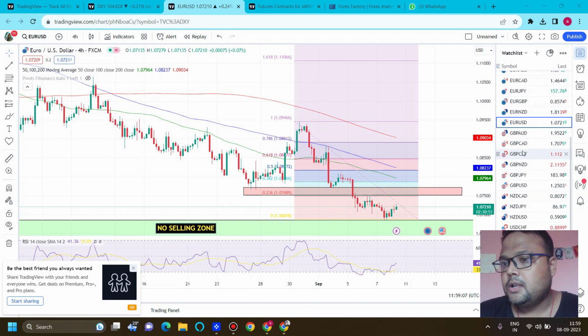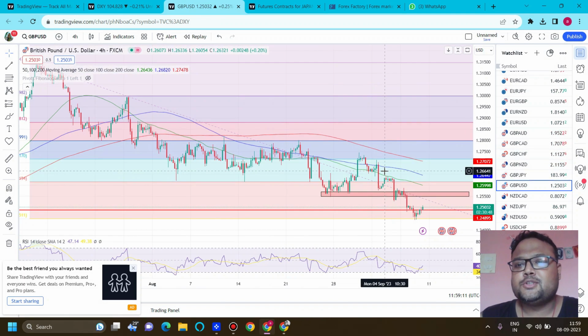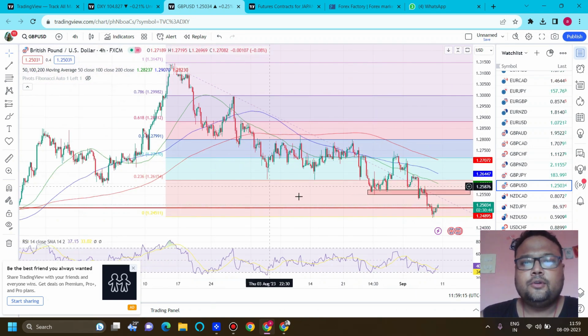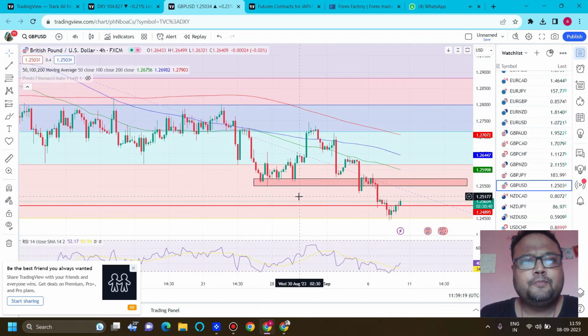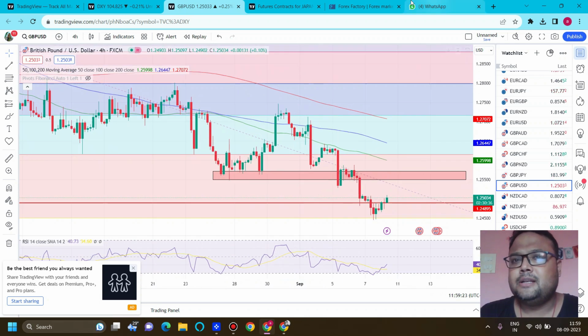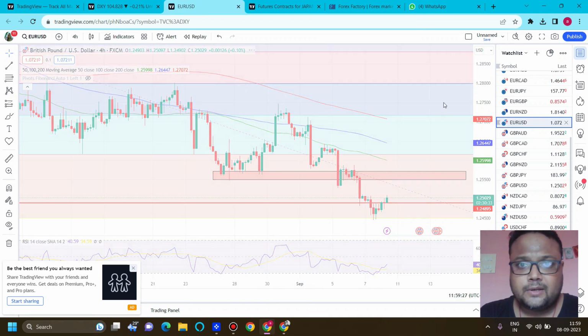And let's look at the chart of GBPUSD, British Pound US Dollar. On the chart of GBPUSD, we do not have any no selling zone like that. But here also, considering the overall trend and the market sentiment, you can look for a sell position, and yes, that seems to be the best trading strategy here as well.